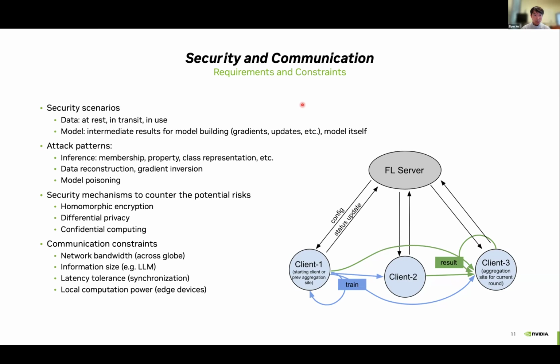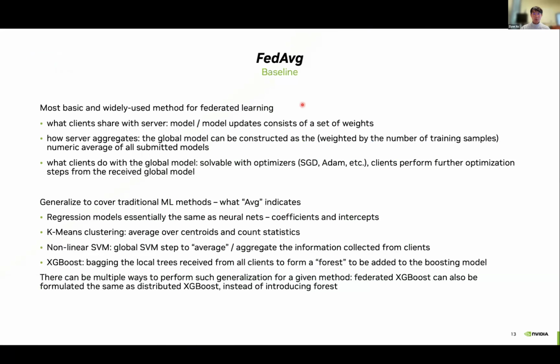And of course, we have communication constraints from network bandwidth. Is it across the globe, or is it local communications? We have constraints from information size. For example, with large language models, the models themselves are very large. And of course, we also need to consider the latency tolerance and local computation power, so that we really want to make our fundamental supporting platform robust across all those security mechanisms, and across all those communication constraints. We should expect a versatile communication pattern that can enable different communication topologies, with easy access to different security mechanisms.